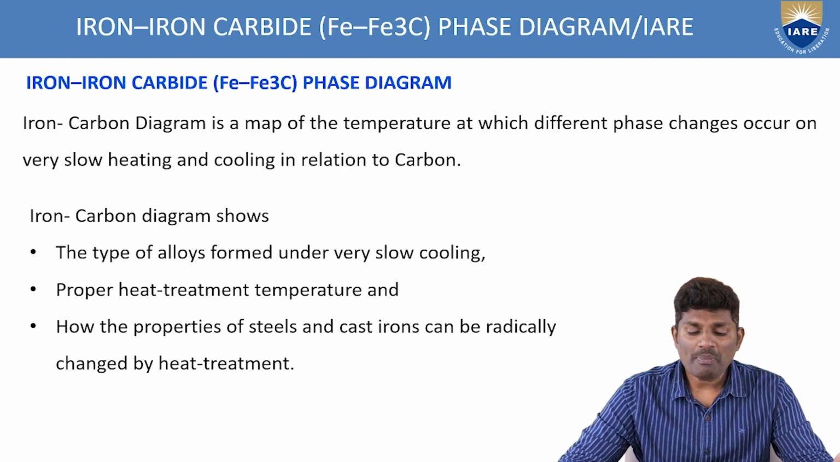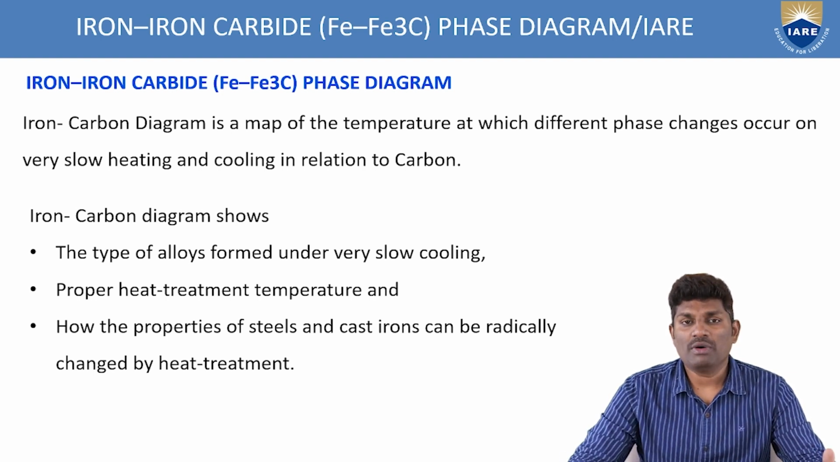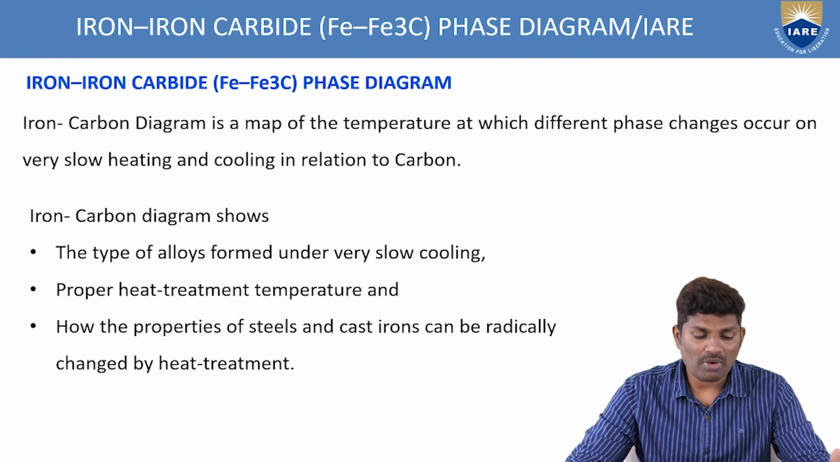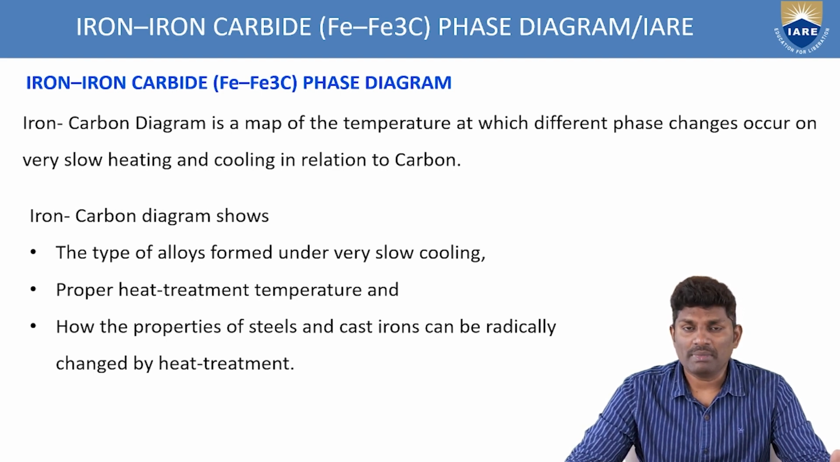Next one, proper heat treatment temperature. At what temperature do we have to heat the material? The melting temperatures or the casting temperatures can again be inferred with the help of the phase diagram. So that is the second point we can get from the iron carbon phase diagram.